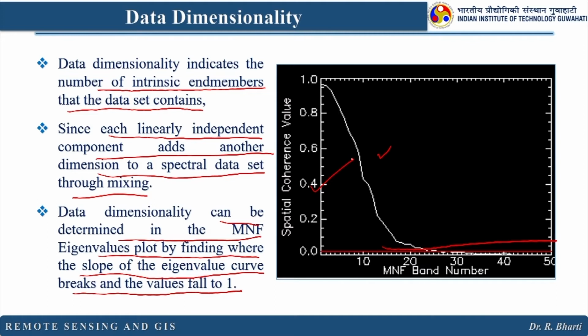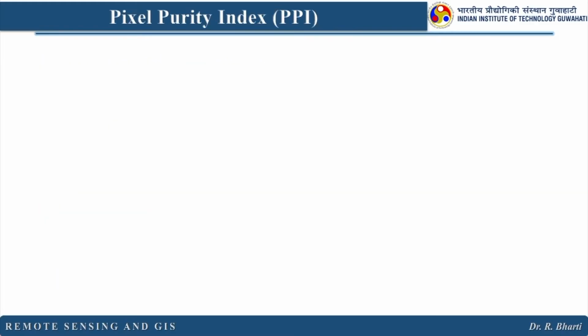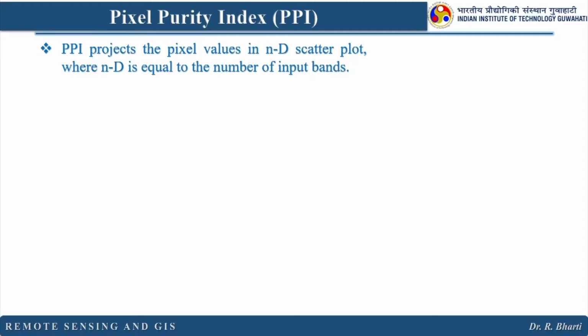So then you can come up with the final conclusion that this is the inherent data dimensionality of your hyperspectral image. Once you have identified all the bands which are unique, then we will run this pixel purity index for the end member extraction. So PPI projects the pixel values in ND scatter plot.